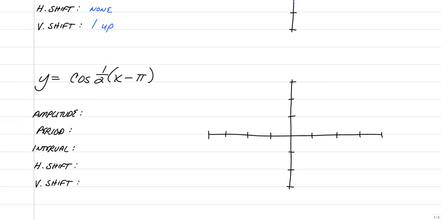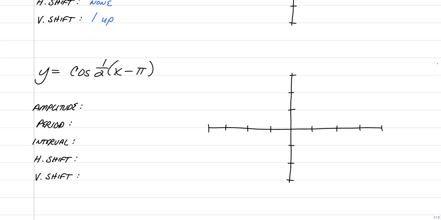We have a b value change, and we have a horizontal shift this time. So in this example, our amplitude is 1. When there's no number in front, it's not 0, it would just be a flat line. Our amplitude is 1. Our period is 2 pi divided by our b value, which in this case is 1/2. 2 pi divided by 1/2 is 4 pi.